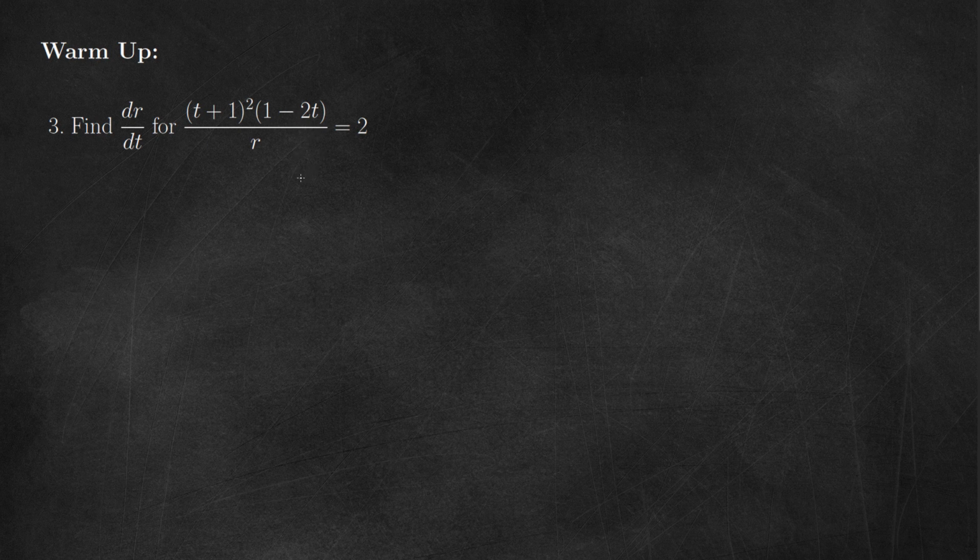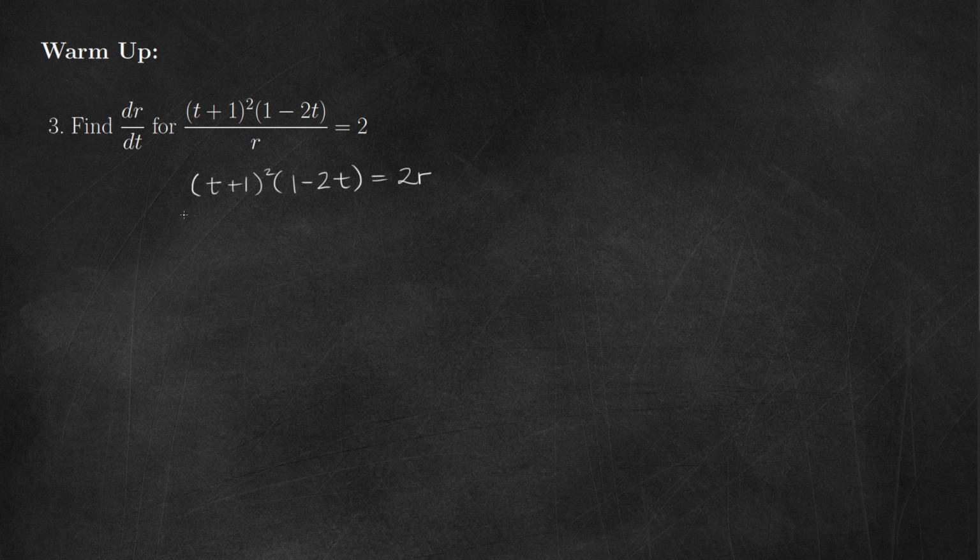I think if we simplify this a little bit first before we even start to take our derivative, we'll have a bit of an easier time. So I'm going to multiply both sides of this equation by r, and that way I'm not going to have to use the quotient rule. So multiplying both sides by r leaves (t plus 1) squared times (1 minus 2t) equals 2r.